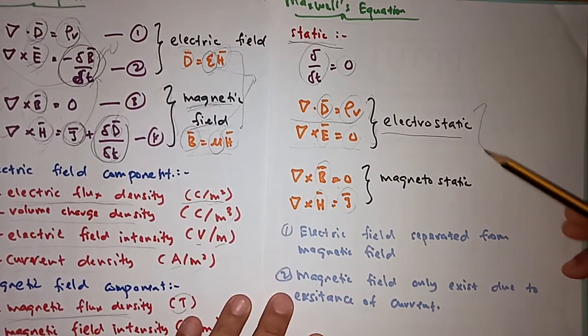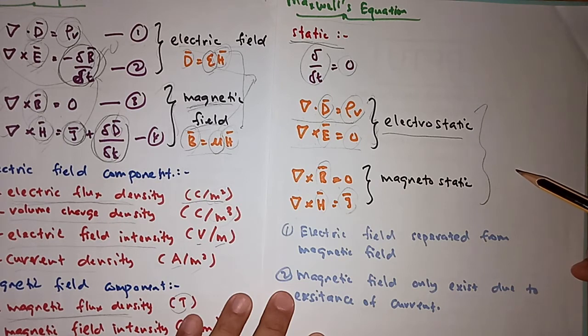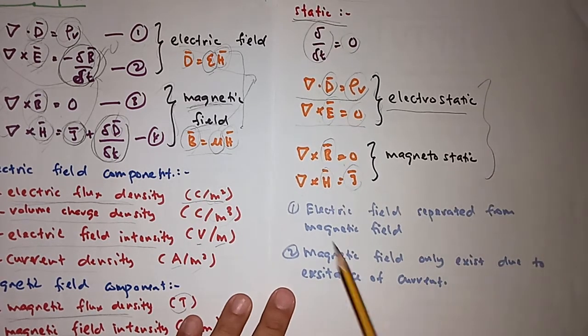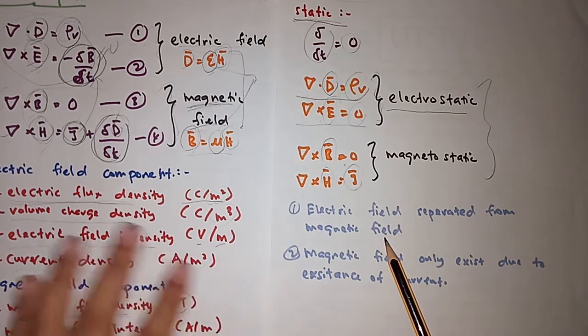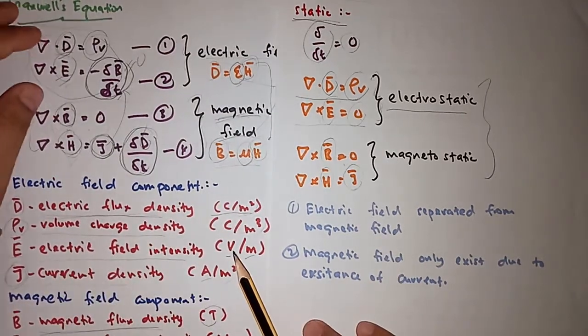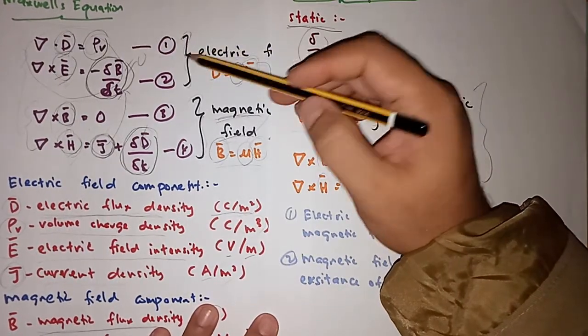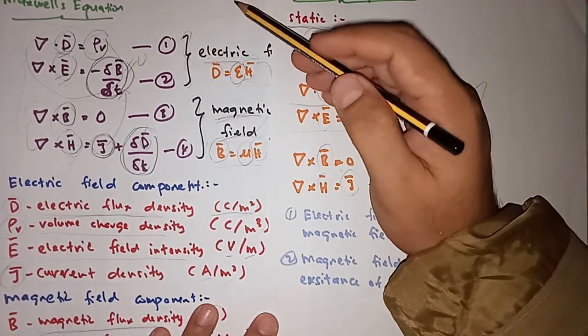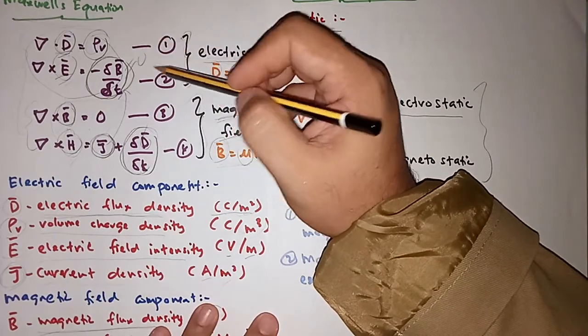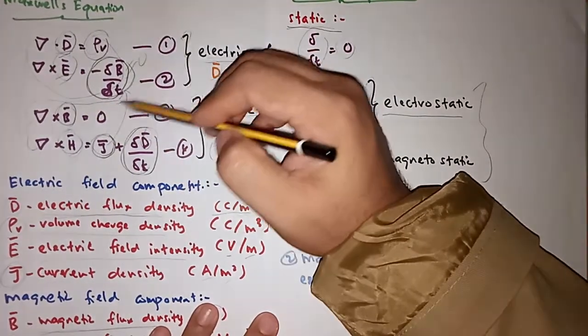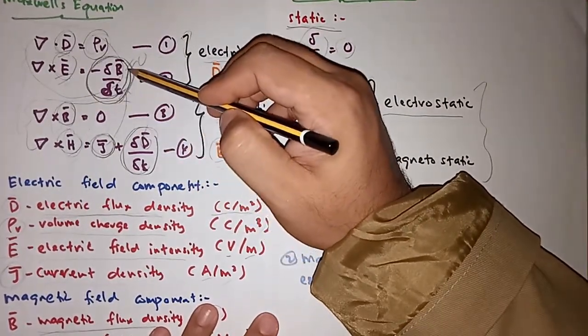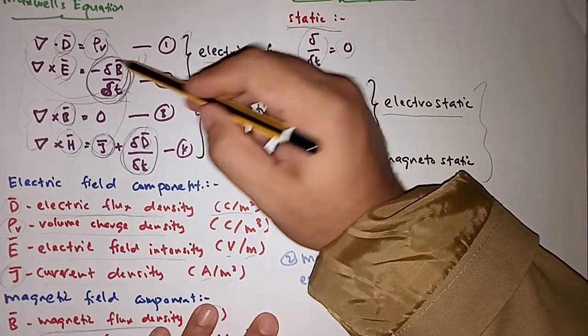By referring to these static Maxwell equations, we will find out that the electric field can be separated from the magnetic field. Even though the first two equations represent the equations that govern the electric field, for example in the second equation, we still have the component of the magnetic field existing in this particular equation.